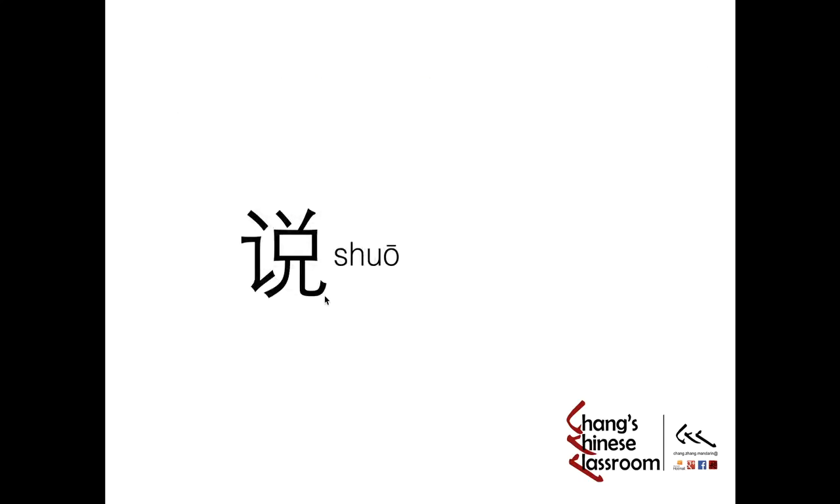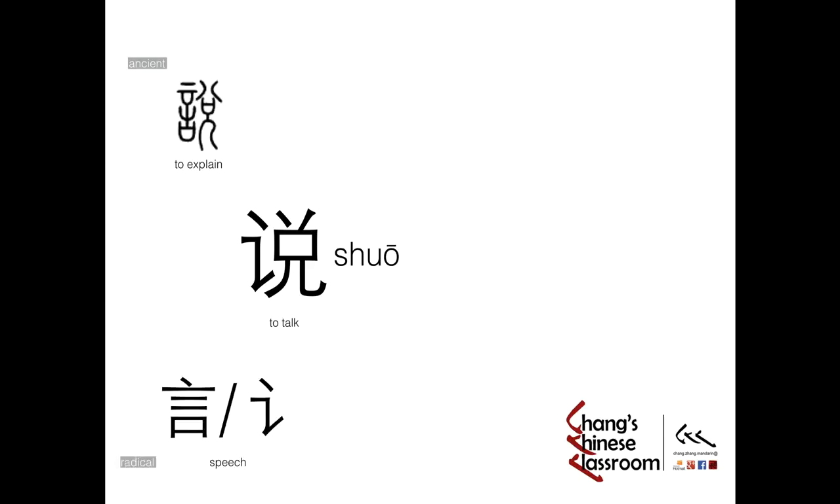Next one, 说. 说, a quite simple one. This is an ancient character. The left part means the speech, and the right part represents the sound of this character. So it keeps the meaning, to explain, evolved to talk in modern times, right? So the left part is the speech, and the right part represents the sound.